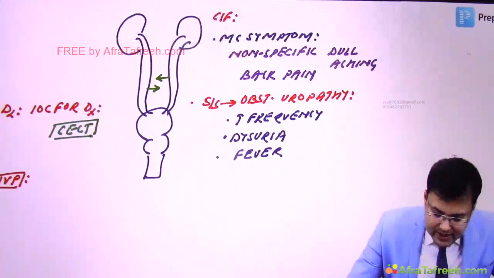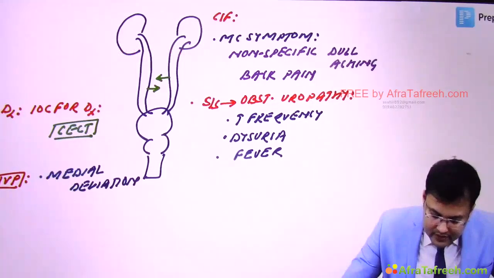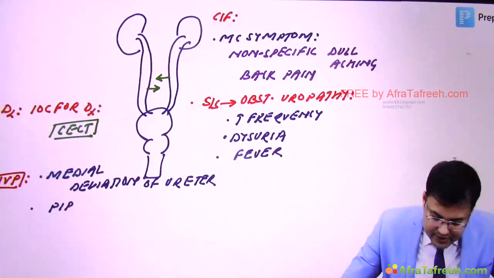So if we go for IVP, there is medial deviation or medial pulling, and this medial deviation of ureter is also known as pipe stem ureter.